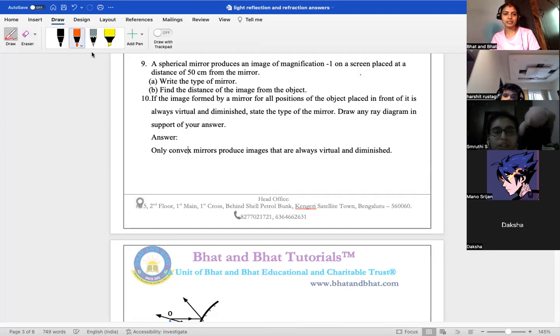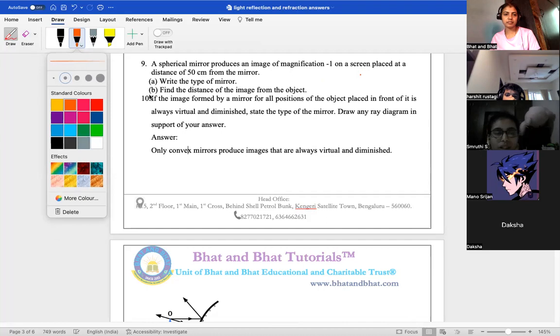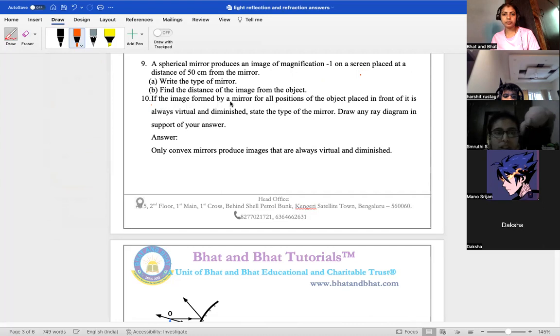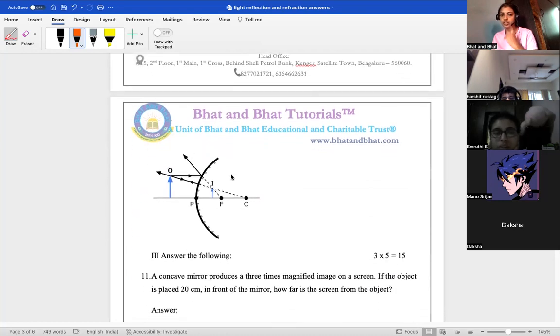Now tell question 10. What is the question? If the image formed by a mirror for all positions of the object placed in front of it is always virtual and diminished, state the type of the mirror. Always virtual and diminished. So it is a convex mirror only. Okay. So this is your answer. Got it? Then next.